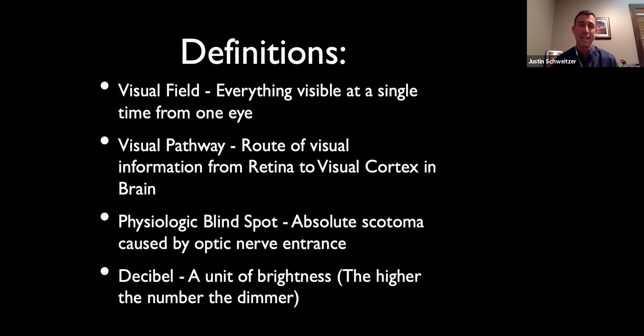And then finally, what is a decibel? It's a unit of brightness. So the higher that number, the dimmer the light. When a patient is taking a visual field and we look at the printout, you'll see decibels of 32, 28, 20, 18. The higher that number, the dimmer the light. We want that number to be higher because that means the patient is picking up that dim light. They're most sensitive to it. If that number is really low, if it's a 0, for example, that means the brightest light was shined at them and they were unable to see it. So keep that in mind as well.